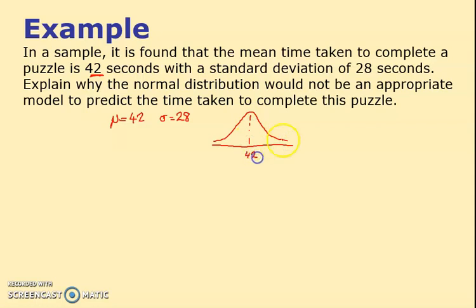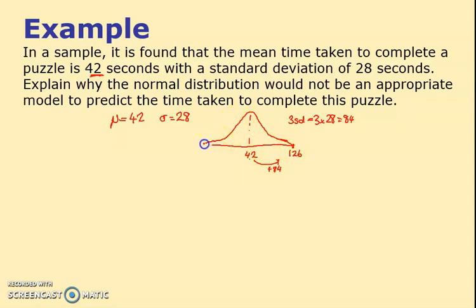42. Now, we do have a rule that says all values within 3 standard deviations. So, for instance, if I was to do 3 times 28, I get 84. So if I was to add 84 on, that's basically telling me it's going to get down to the bottom at 42 plus 84, which is 126. I would expect everyone to have finished the puzzle after 126 seconds.